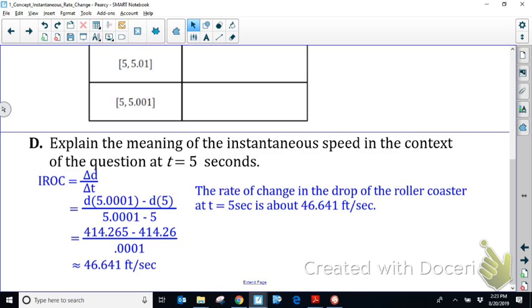So that's how we can, if we close that time interval in the denominator to get closer and closer and closer to 0, we can see how we would approximate an instantaneous rate of change at a specific time.